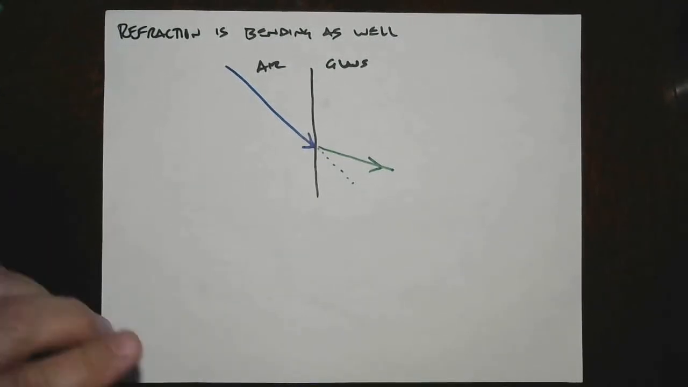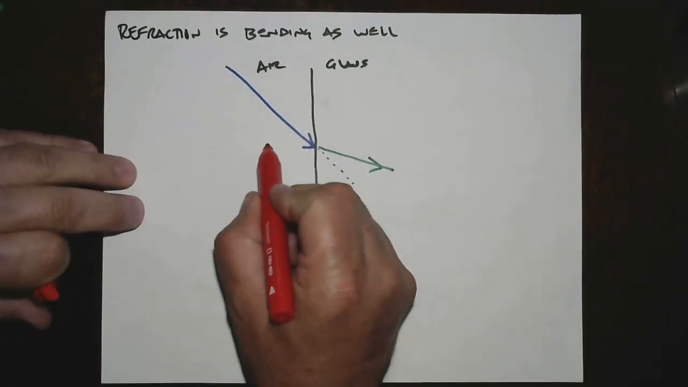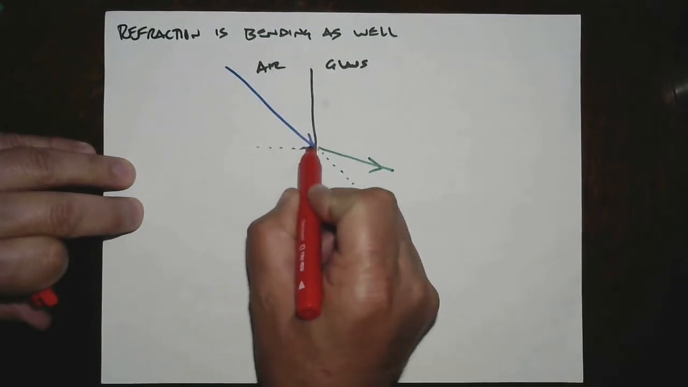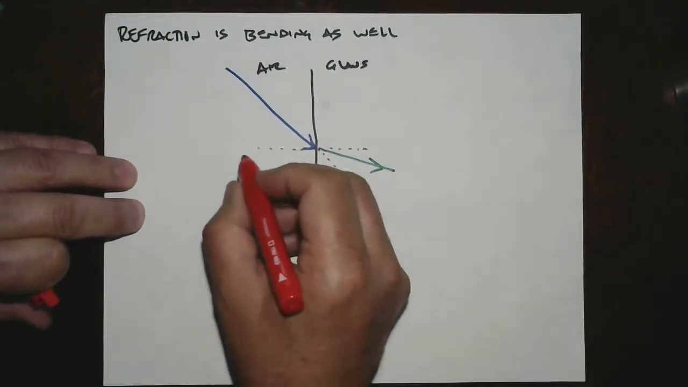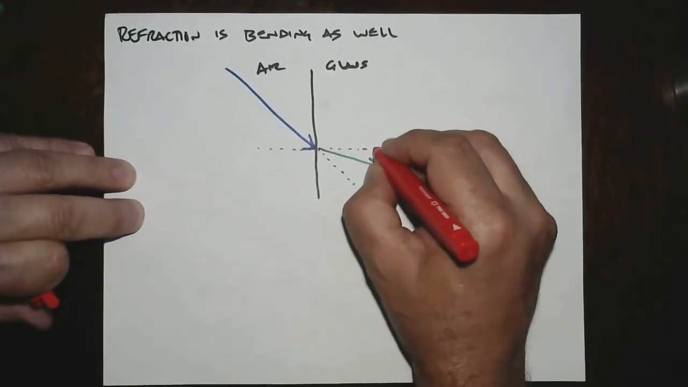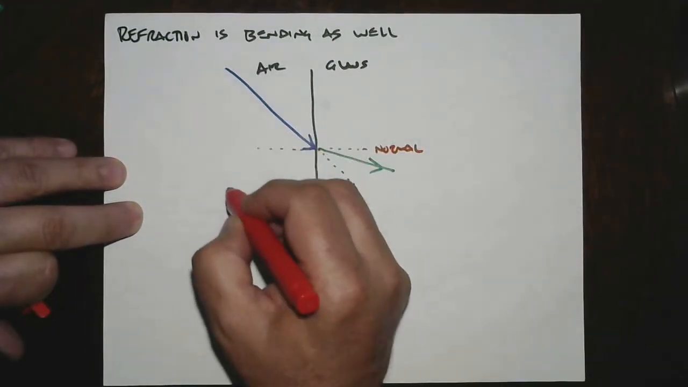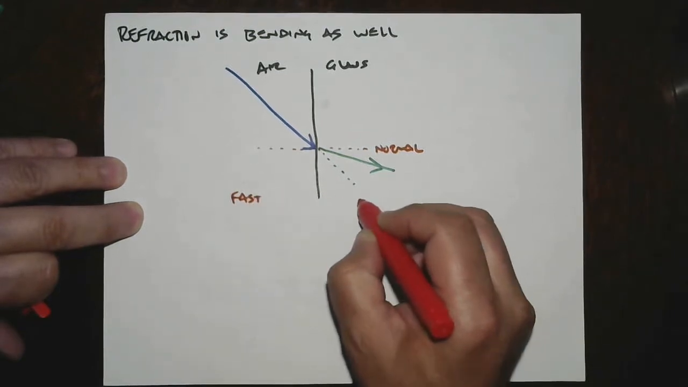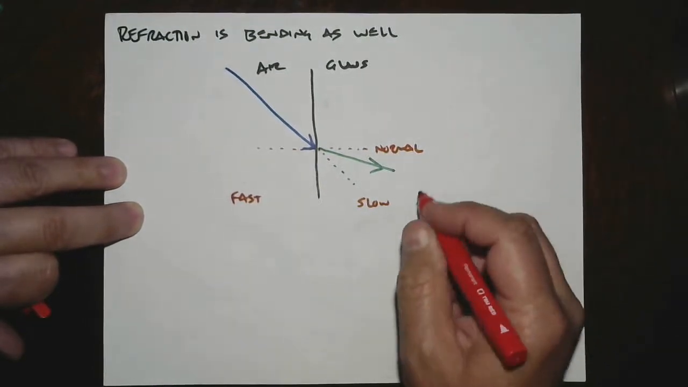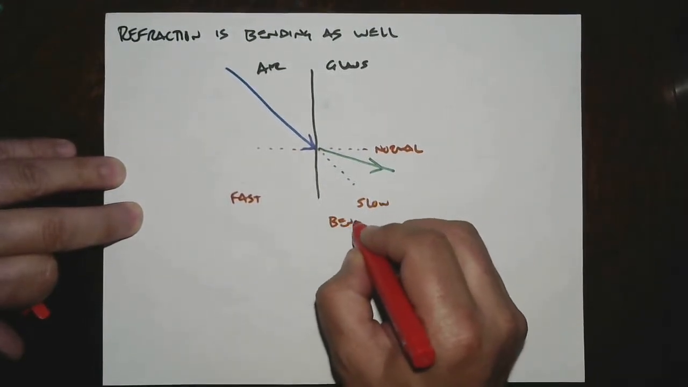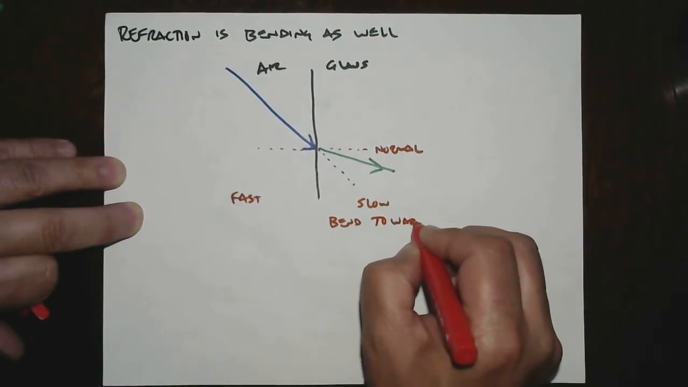Now, in order to do this and to talk about it, we're going to measure everything relative to a perpendicular line, perpendicular to the interface, that is called the normal. And so what we're going to have here is when we go from a fast material into a slow material, we are going to bend towards the normal.